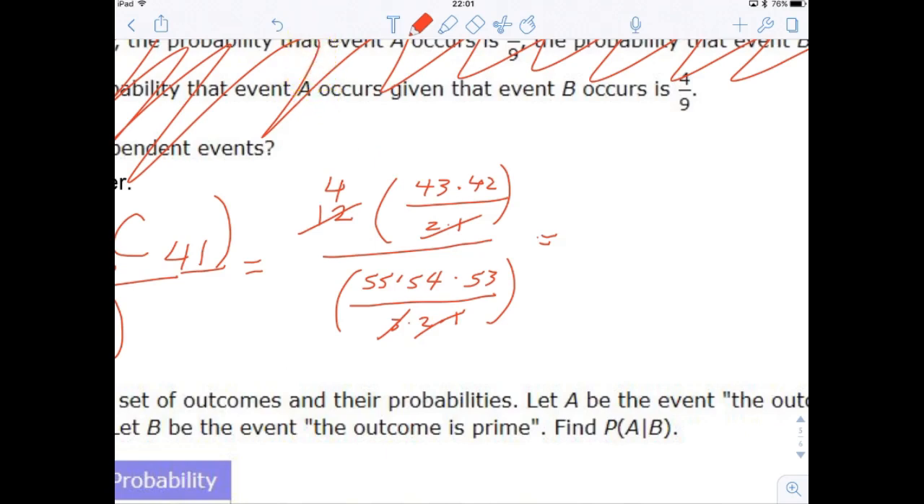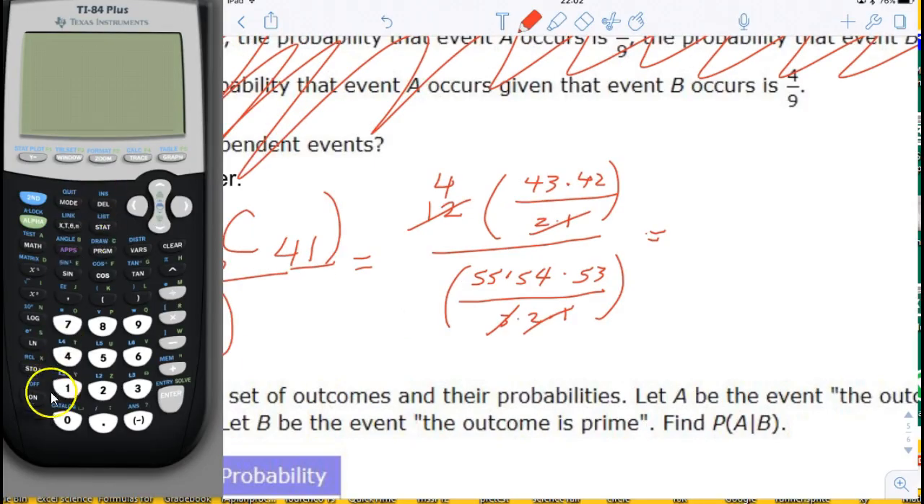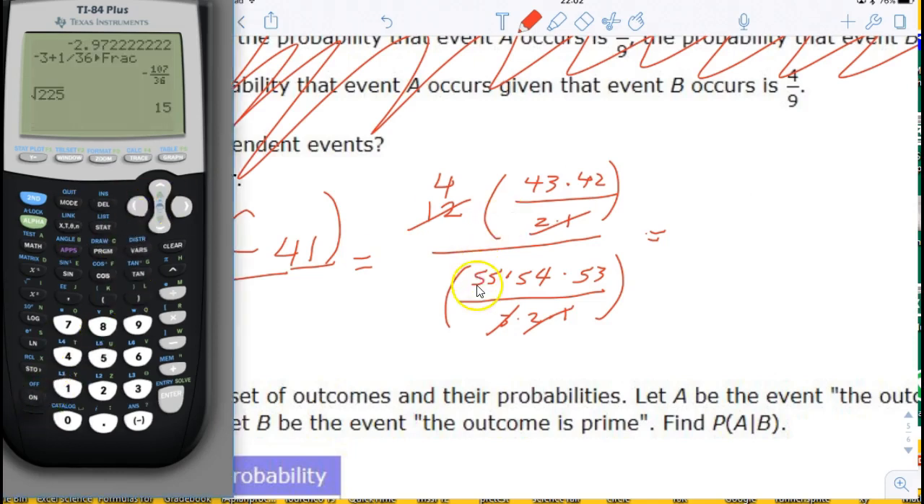We're going to use the calculator for that. One dangerous thing about this is not putting parentheses on the numerator and denominator, so let's be careful about that. I'm going to put parentheses 4 times 43 times 42 divided by parentheses 55 times 54 times 53. And the answer is 0.0459.